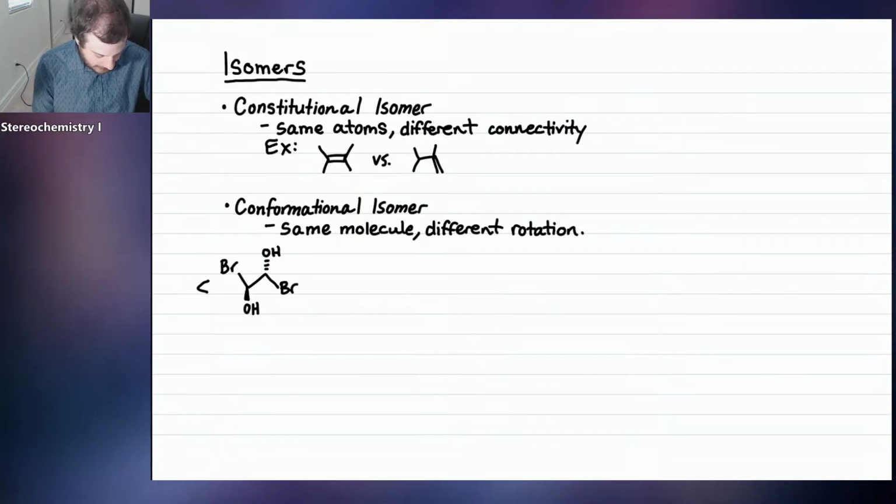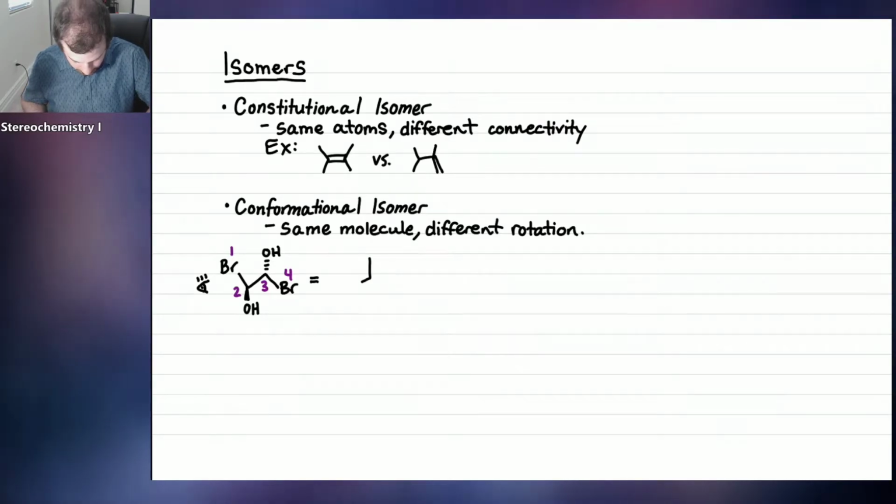So let me put my little eyeball, my creepy disembodied eyeball, and we're going to look down the 2-3 bond. So if this is, we'll just number these, not carbons, but number the atoms. So the bromine will be 1, this carbon will be 2, this carbon will be 3, and this bromine will be 4. Let's look down the 2-3 bond. So we'll draw a Newman projection. And so there's the carbon 2 right in front, and then carbon 3 will be in the back.